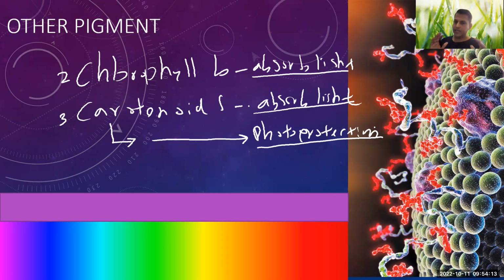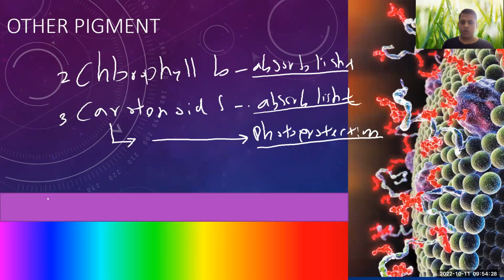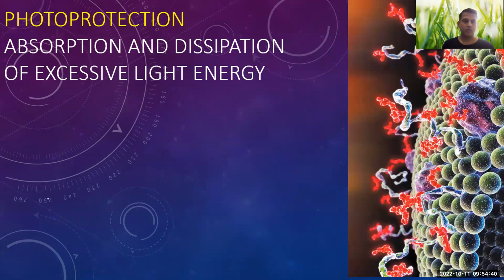Okay, light absorption we can understand. All pigments can absorb light, and light dependent reaction, its role, we haven't learned it yet, so we can't explain. What is photoprotection? It gives some idea, protection from the light. Photoprotection is protection from the light. So we'll see why it is important.